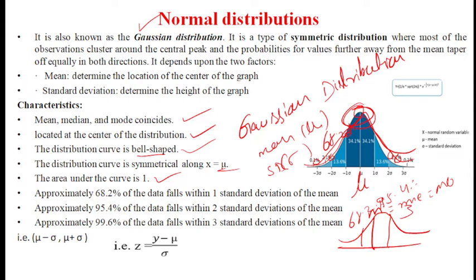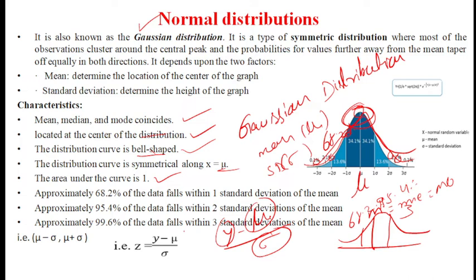What is the formula for this normal distribution? Z is equal to y minus mu by sigma, the standard deviation. Here we need to find out the mean and the standard deviation. The y value will be given in the problem.